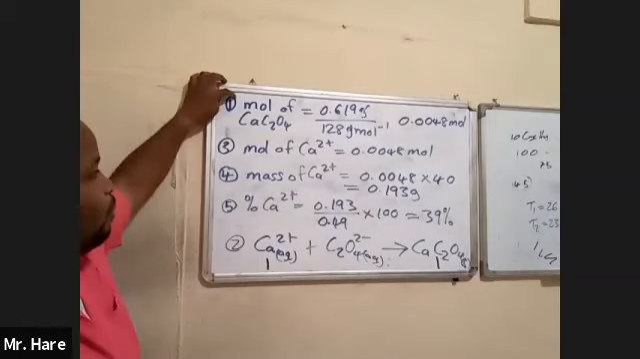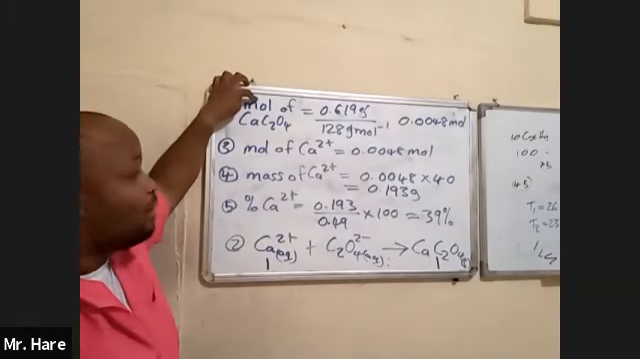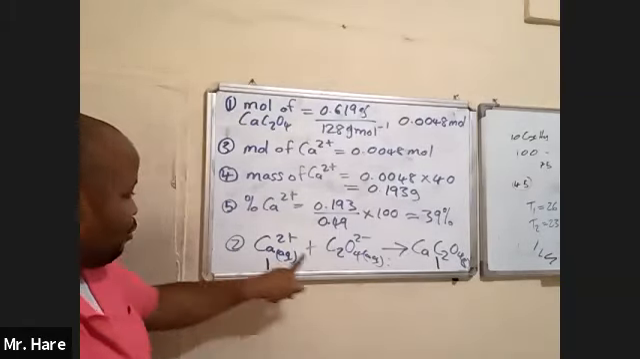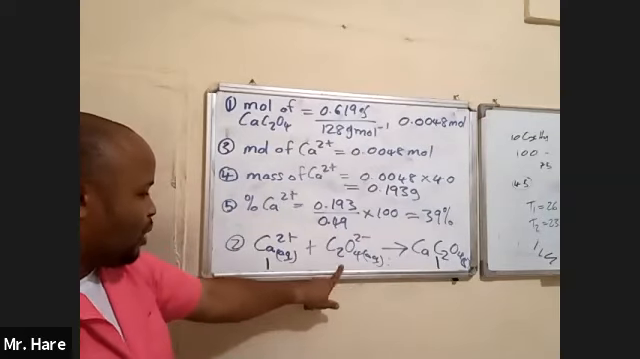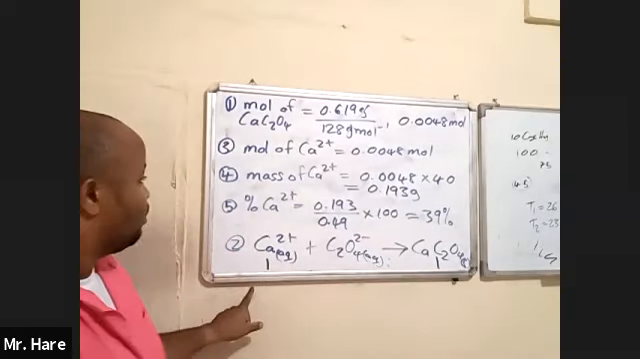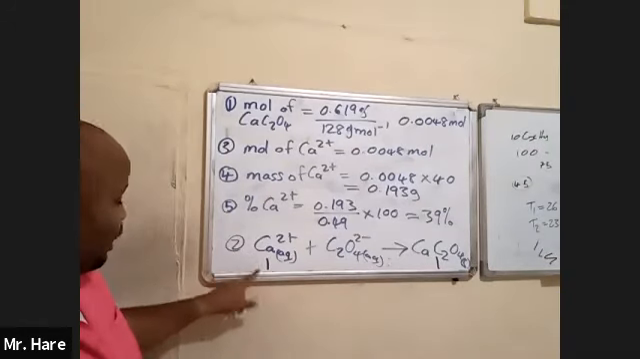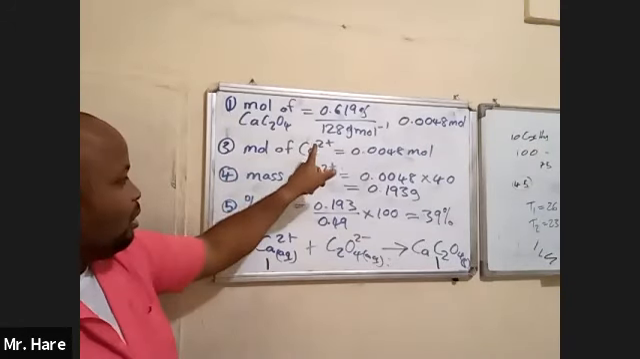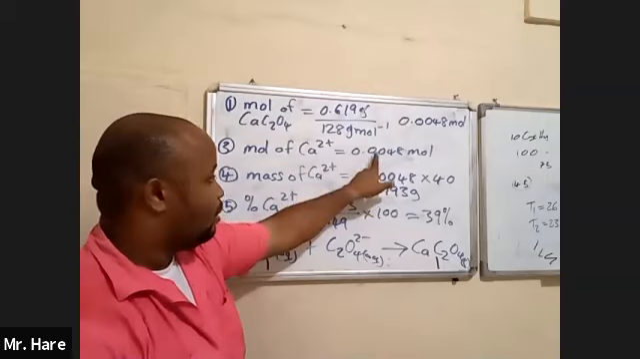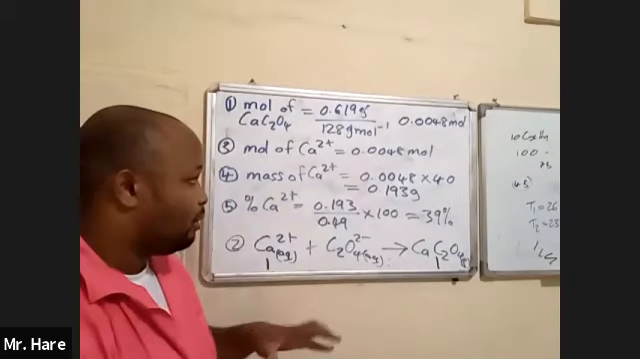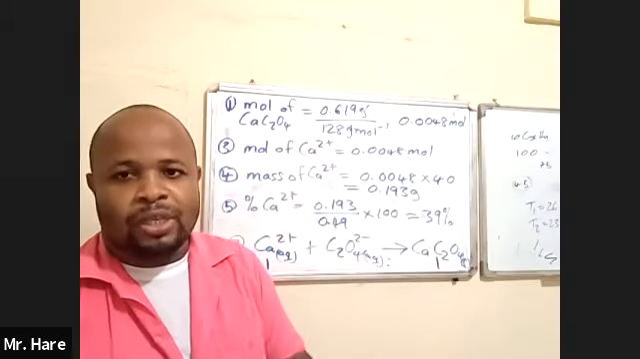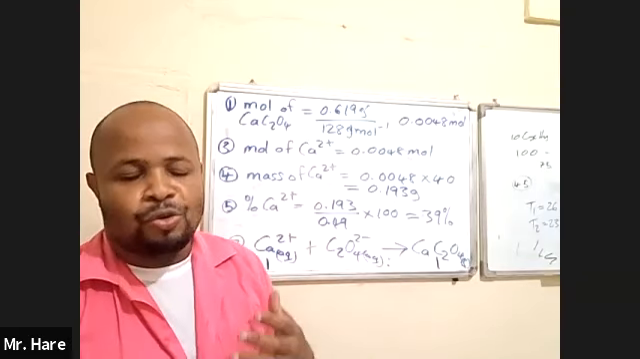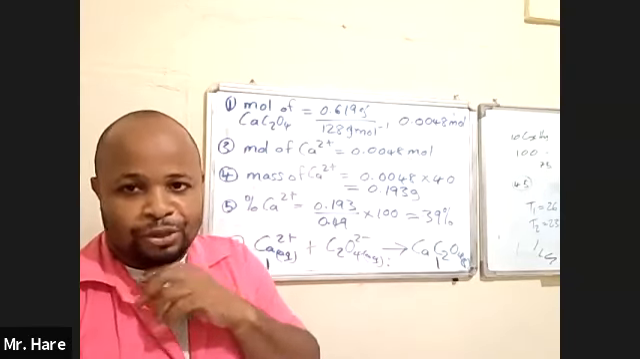So, step one, calculate the moles of your precipitate. Write the precipitation reaction and get the mole ratio. Use the mole ratio to find the moles of what you're interested in. When you get the moles, if it was a liquid sample, you would be finding molar concentration.